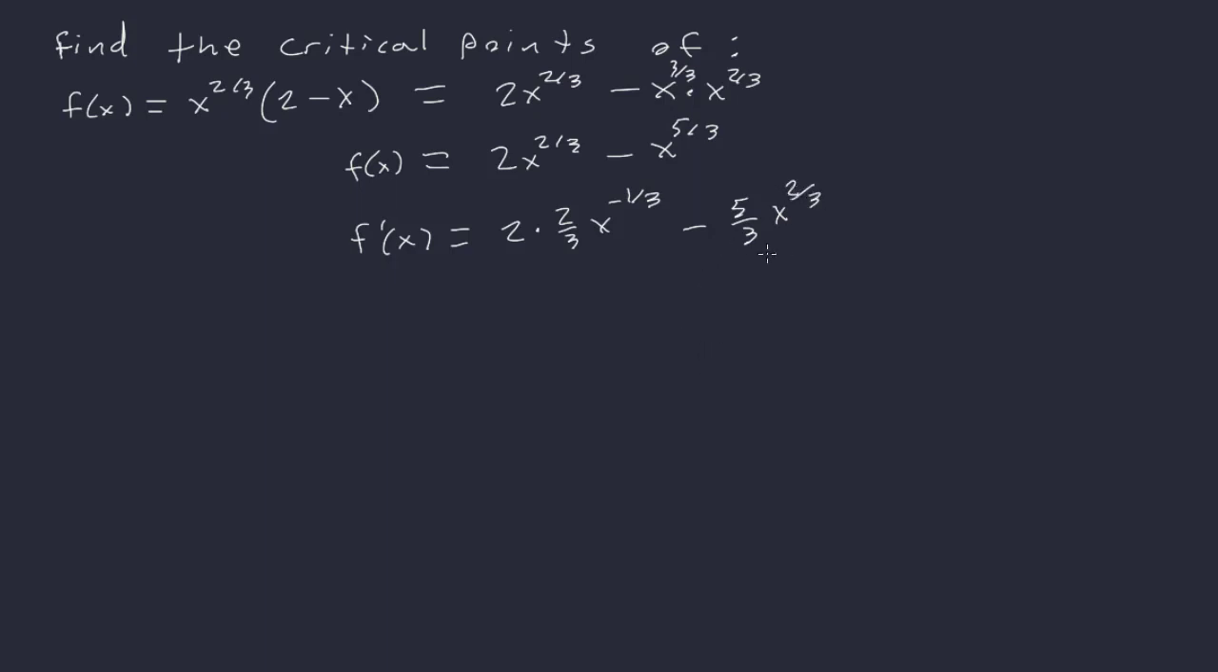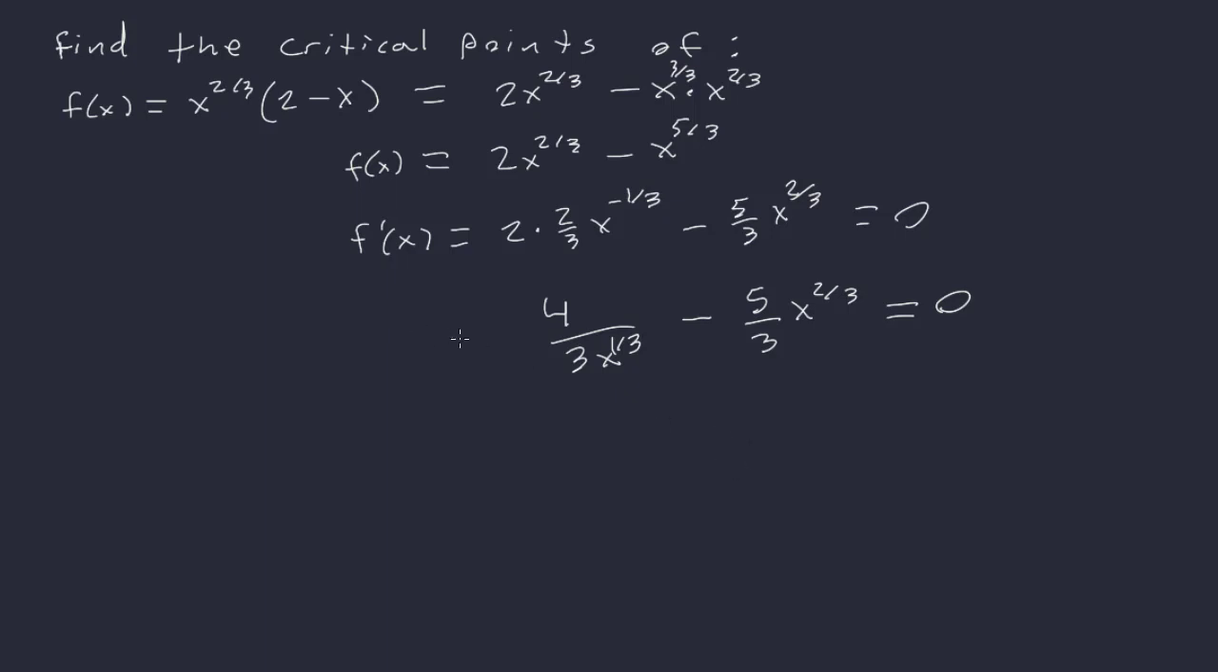Okay? And this is what we need to set equal to 0 and solve. So this is where I think a lot of people start running into problems. Okay? So there are a lot of ways we can go about doing this. One is if we were to simplify this to be 4/3 x to the negative 1/3, well, that negative exponent we can actually bring down into the denominator, right, to get 4/3 x to the 1/3 minus 5/3 x to the 2/3 equals 0.